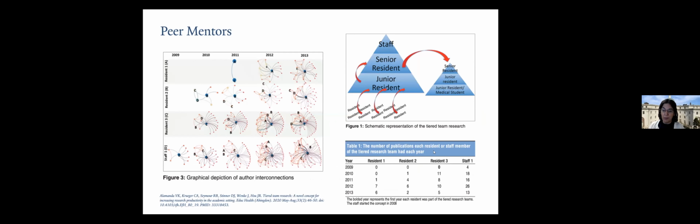And this is a brilliant paper for those of you who like networks. On the table one, what you see is if you have 4 residents and they start peer mentoring, the first year only the first person is a subject matter expert. But the second year, everyone is supporting each other, and now you have much more productivity. And 5 years later, you can see the numbers, the network increases.